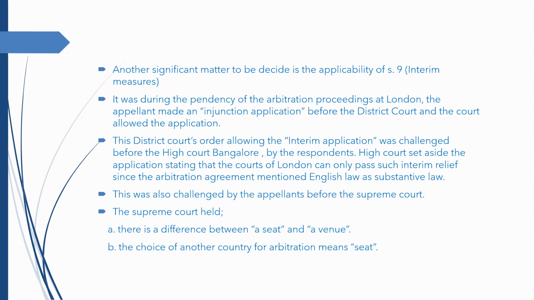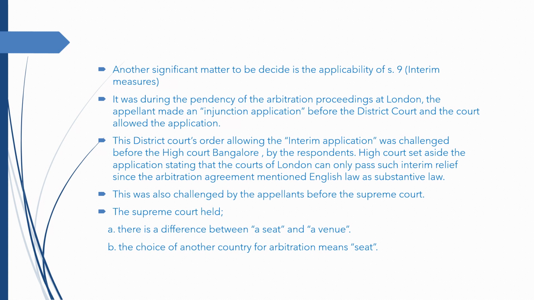So here, at the time of appeal before the Supreme Court, Balco also challenged whether the Indian courts can pass interim measures under Section 9 of the Arbitration and Conciliation Act 1996. Why did they challenge it? Because something had happened while the arbitral proceedings were carried out in London. During the pendency of these arbitration proceedings, Balco made an injunction application before the District Court of India, and the District Court allowed that application.